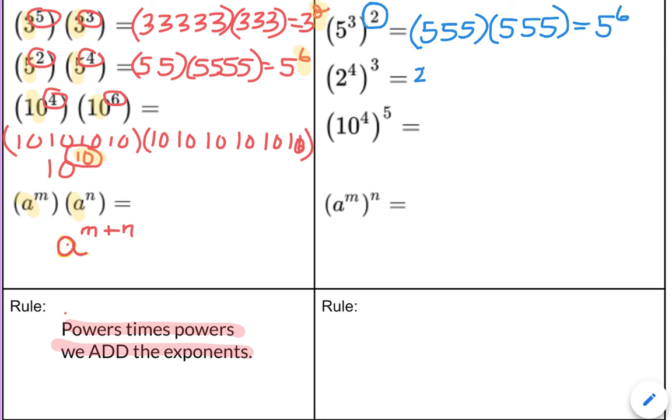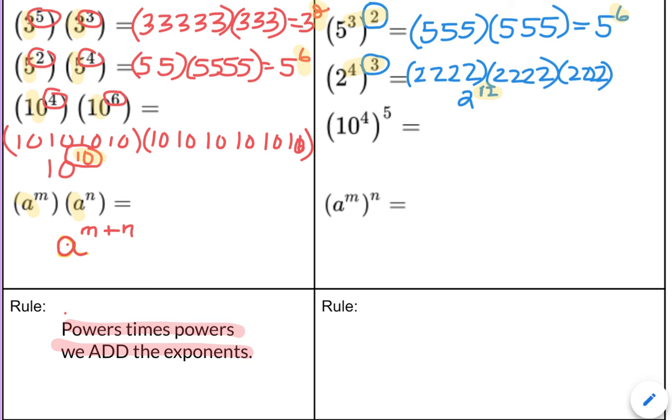2 to the 4th, 2, 2, 2, 2, raised to the 3rd means 2 to the 4th times itself 3 times, 2, 2, 2, 2. How many 2's do we have there altogether? 4, 8, we have 12. That's the same as 2 to the 12th power. Can you see where those exponents are coming from? Can you see where the 12 comes from based on these numbers? Can you see where the 6 comes from based on those numbers?